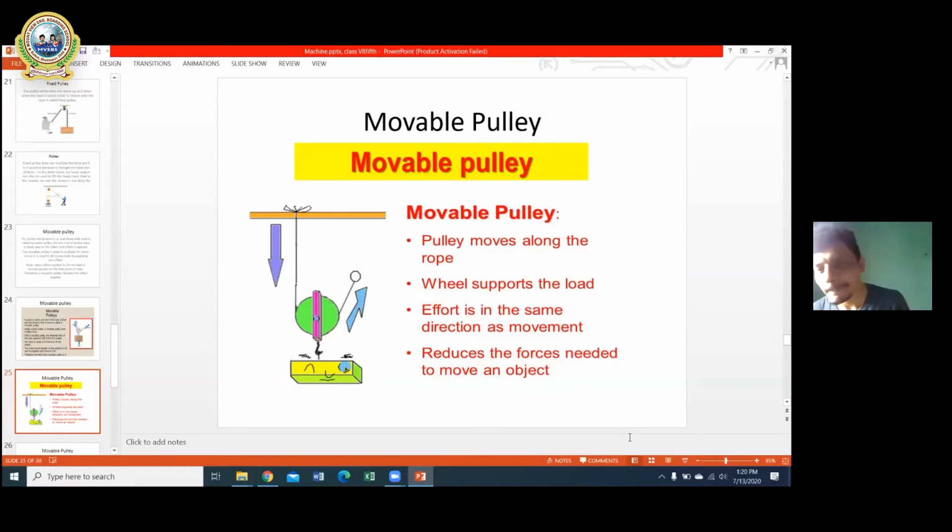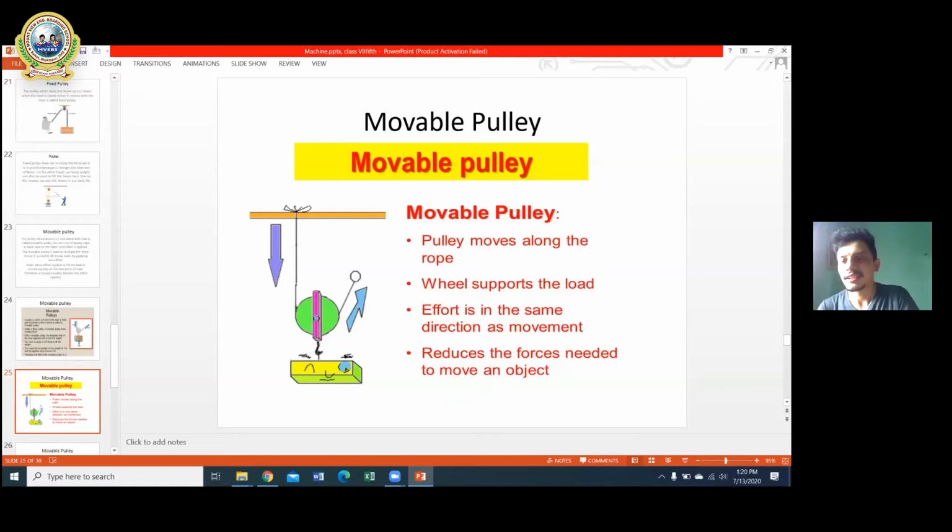Did you not understand? We learned these things in our previous class. Okay, Pramita Bandari, unmute please. Yes sir. Pramita, are you clear about that one? Yes sir. Suppose you have to lift a load of 50 newton, and you are using a movable pulley. Now tell me, how much force is to be applied?